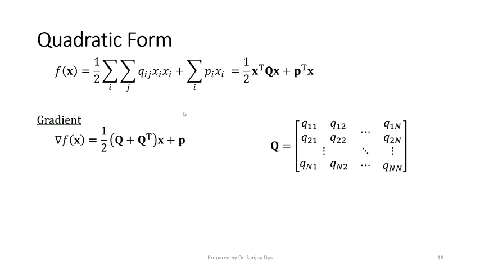And I think there's an example in the next slide. And this is the Hessian. Second derivative is a matrix. It's half Q plus Q transpose. And this is something you have to remember.